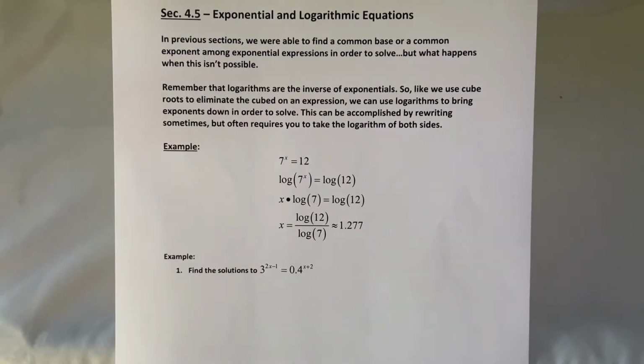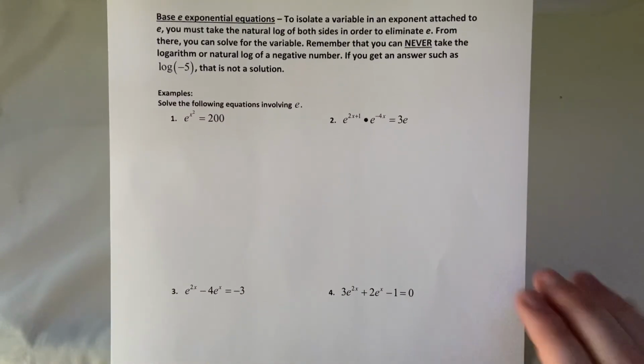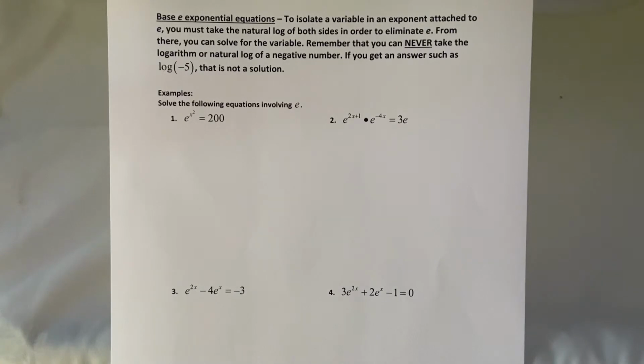Now we won't do this one on the front page, it's more complicated than the ones we need, so we'll talk first about exponential equations with base e, and then move into some different logarithm equations over the next video or two. So base e exponential equations. To isolate a variable in an exponential attached to e, you must take the natural log, or the log base e, of both sides. From there you can solve for the variable.